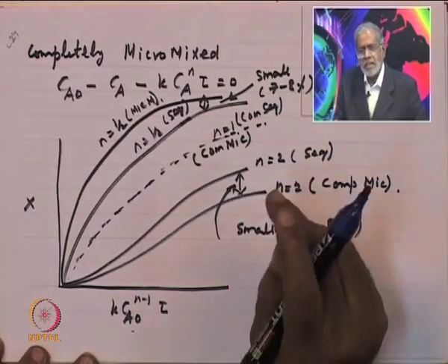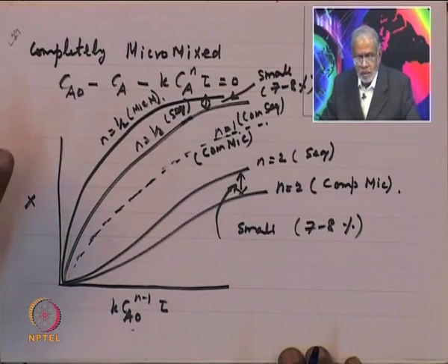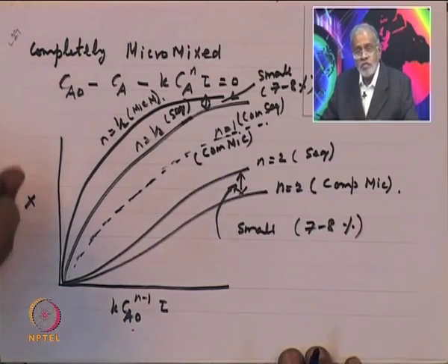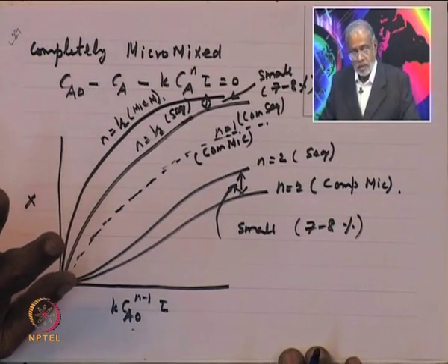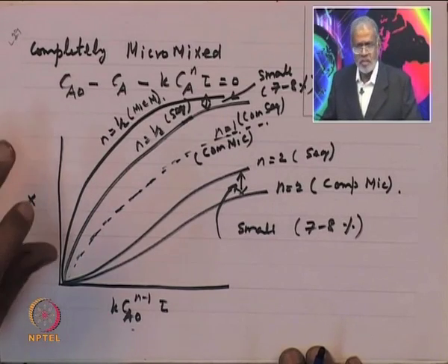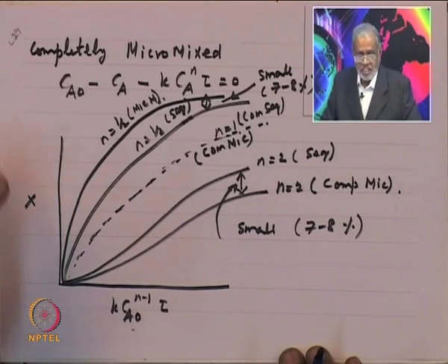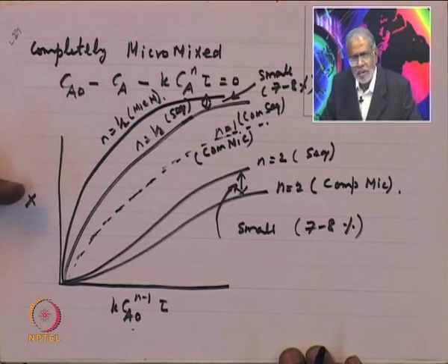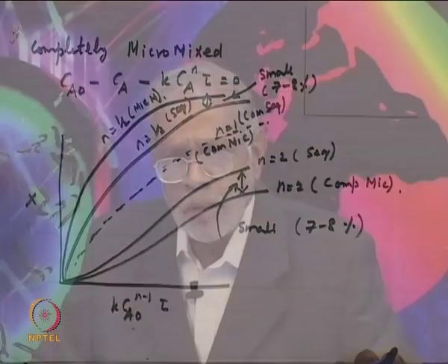In other words, what is being said is that when we try to describe a real equipment by the completely segregated model, or by the completely micromix model, the results are not the same if the order of reaction is different from 1. The results are slightly different, but that difference is about 7 to 8%, and typically the kind of variation that we might expect in an experiment. In other words, you can use the completely segregated model or the completely micromix model to describe real equipment. You will get satisfactory answers because the difference between the two models is generally between 7 to 8%, which might be in the acceptable range of the experimental errors that we will observe.